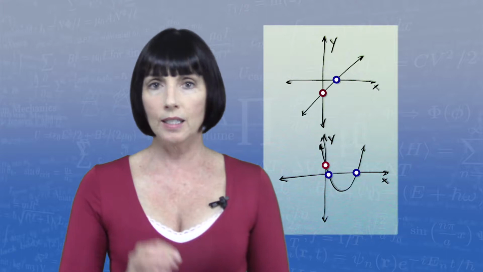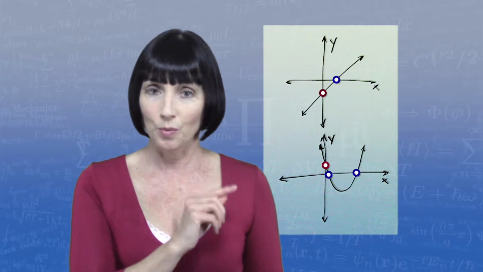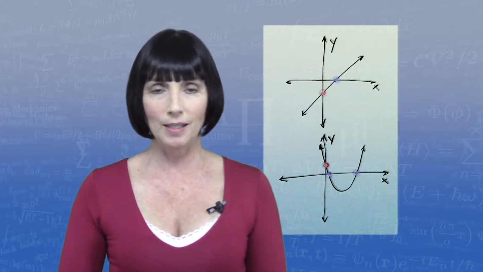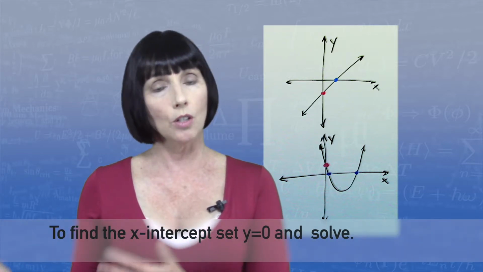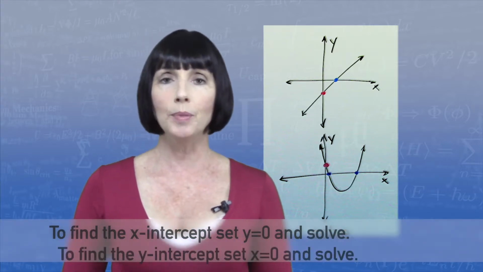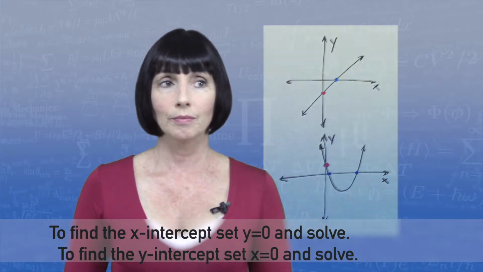Now, at those x-intercepts, those blue points, y is equal to 0. And at the y-intercepts, the red points, x is equal to 0. So, let's go through the procedure for finding intercepts. To find the x-intercept, set y equal to 0 in your equation and solve. And to find the y-intercept, set x equal to 0 in your equation and solve. And that's basically what you do.